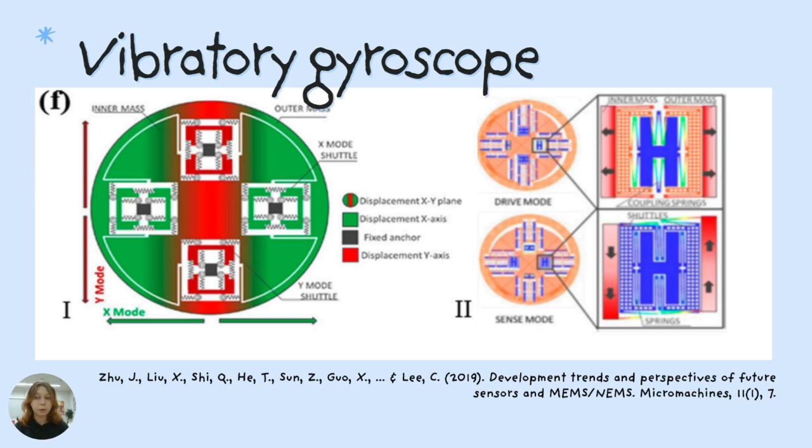Vibratory gyroscopes use multiple frames: a drive frame that oscillates, a Coriolis frame that responds to rotation, and a detection frame that remains still until the rotation occurs. Angular motion forces the detection frame to move sideways, changing capacitance in a measurable way.